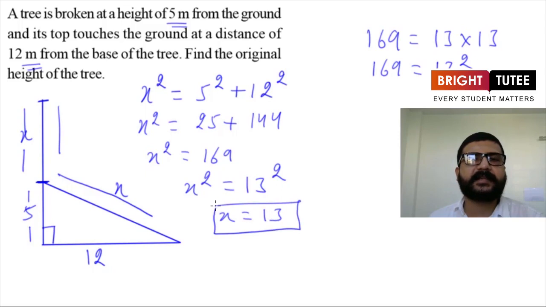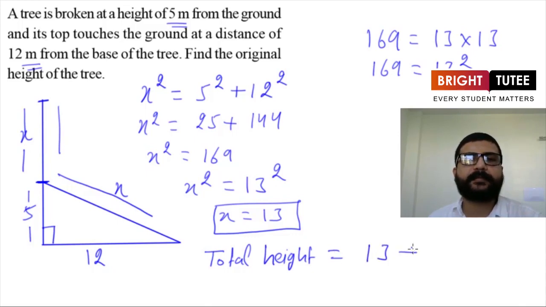Now if x is 13, what do you think about the total height of the tree? Total height or the original height of the tree will be equal to 13 plus 5. That is the part which is still standing plus the part which fell on the ground. This will give us 18 meters. So it means total height of the tree is 18 meters, or we can say the original height of the tree was 18 meters.